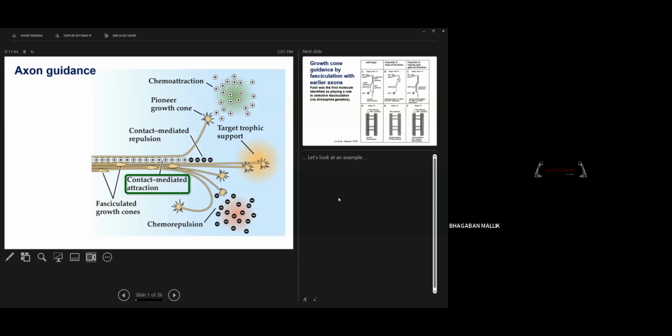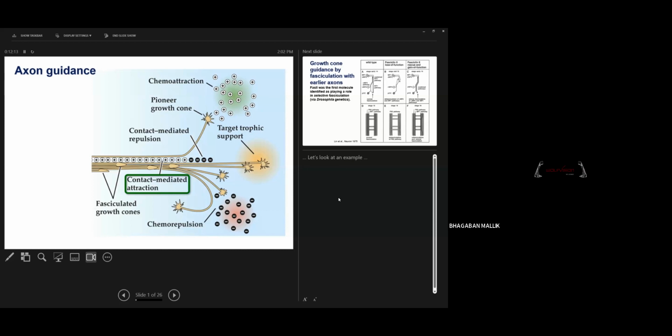So we'll continue to discuss axon guidance. Last class I talked about different mechanisms for axon guidance. We touched on these four mechanisms I have discussed here. One is contact mediated repulsion. If you have a negative signal which the axon doesn't like, or it repels, it doesn't go in that direction, so we call this contact mediated repulsion.